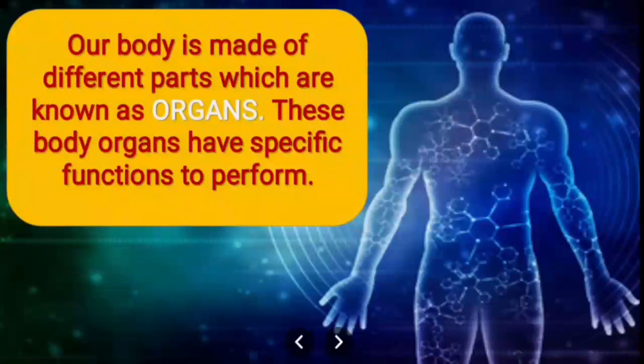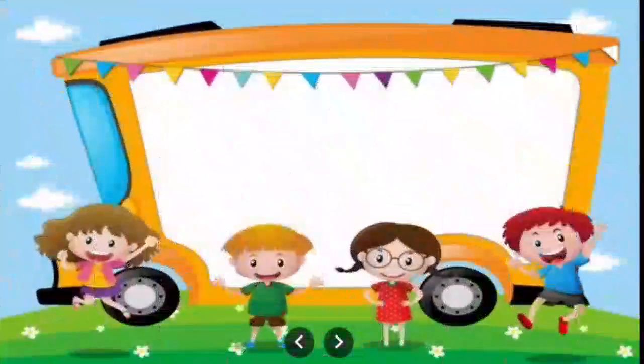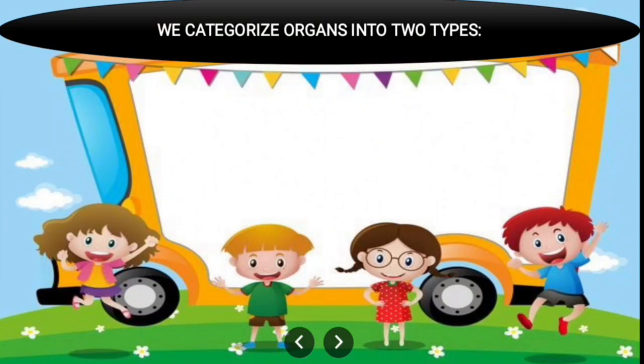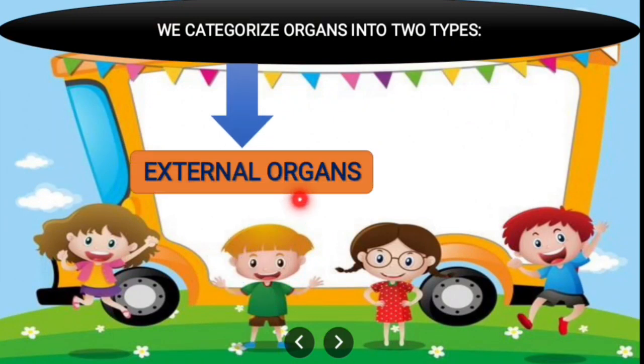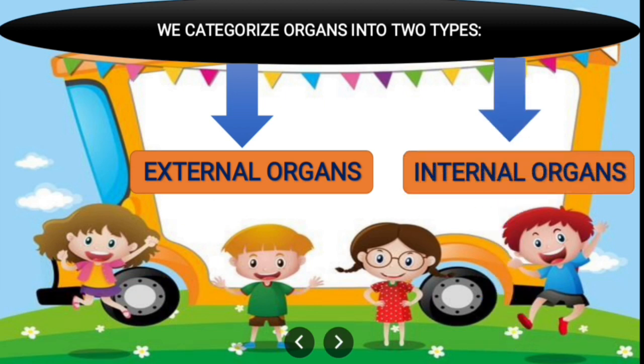Let us move further. Our body is made up of different parts known as organs. These body organs have specific functions to perform. So let us understand the types of the organs. We categorize organs into two types. The first one is external organs and the second one is internal organs. So let us know deeply.